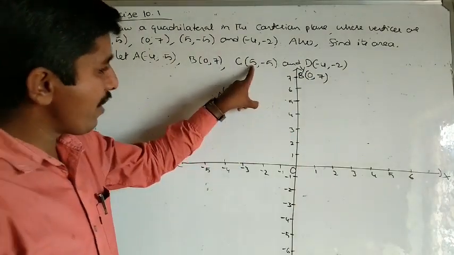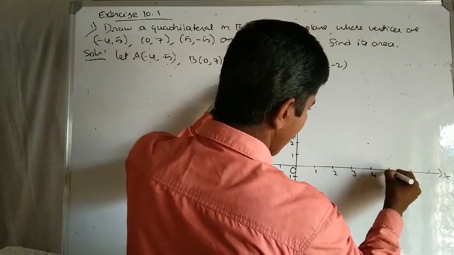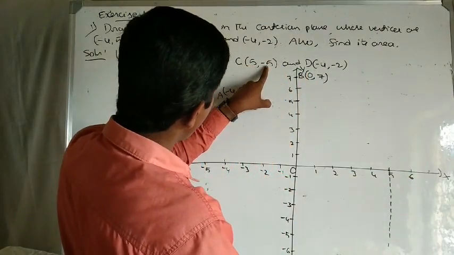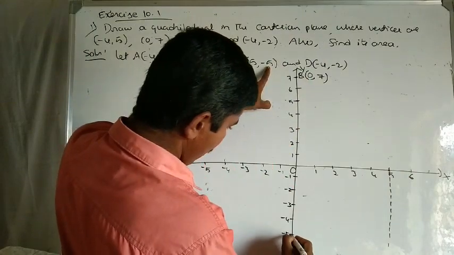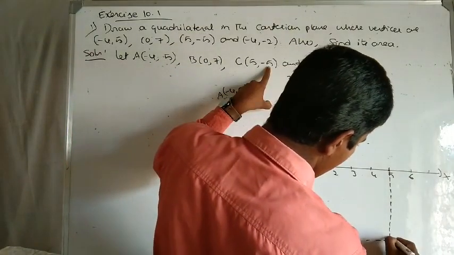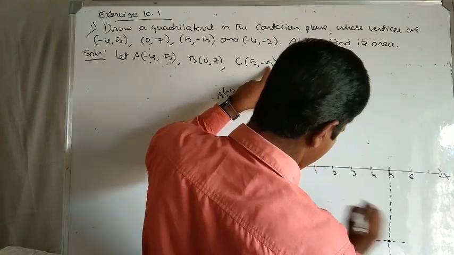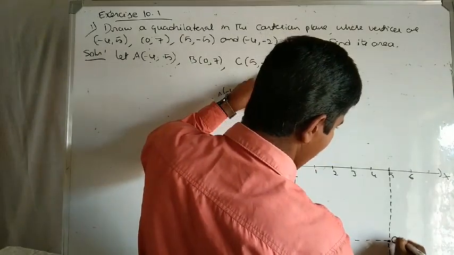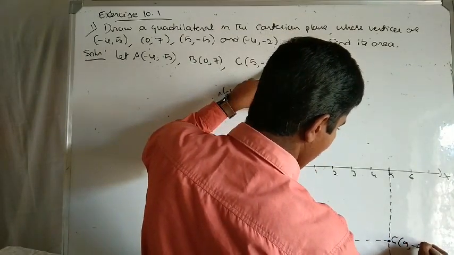Next, C point (5, -5). Here the x coordinate is 5, x equal to 5 here. And y equal to minus 5. Here the two lines intersect: x equal to 5, y equal to minus 5. This is the C point, x equal to 5, y equal to minus 5.